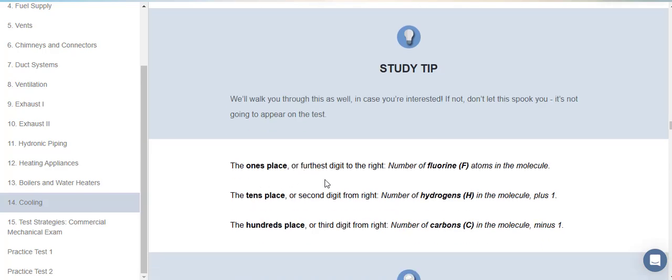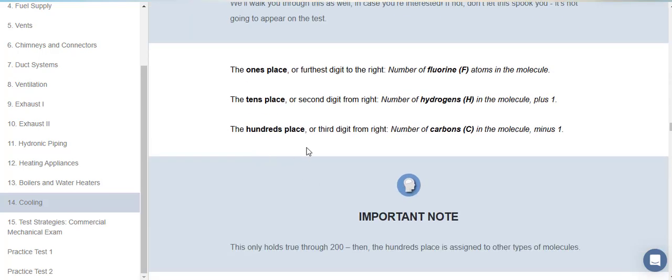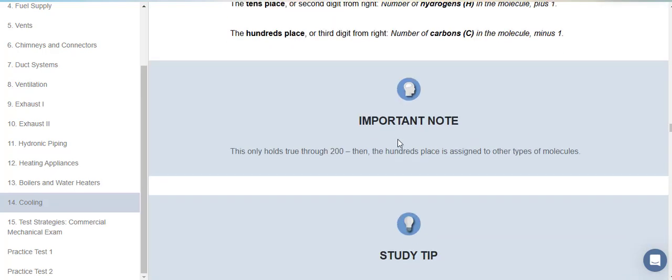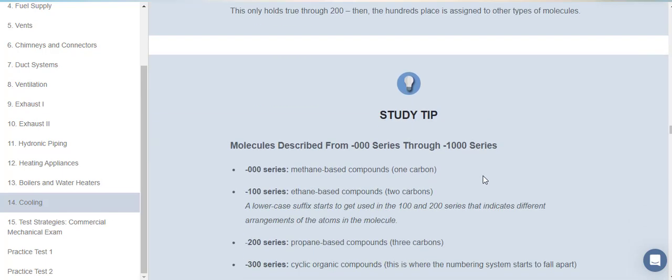The ones place, or first digit from the right, is the number of fluorine (F) atoms in the molecule. The tens place, or second digit from the right, is the number of hydrogen (H) atoms in the molecule plus 1. The hundreds place, or third digit from the right, is the number of carbon (C) atoms in the molecule minus 1. Important note, this only holds true through the 200 series, then the hundreds place is assigned to other types of molecules.